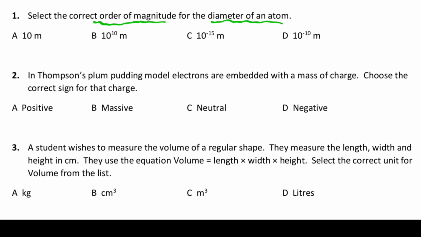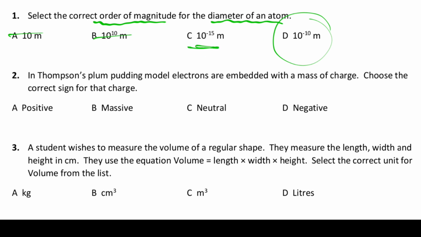But you can work through multiple choice like this. You can eliminate things that don't make any kind of sense at all. It's definitely not 10 meters. It's definitely not 10 to the 10 meters. So it's one of these two, isn't it? Well, okay, as I said, this is something you're going to need to learn. The rough diameter of an atom, the order of magnitude of an atom, is 10 to the minus 10 meters.